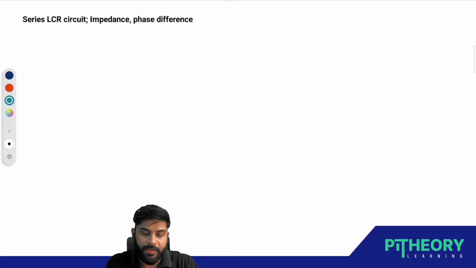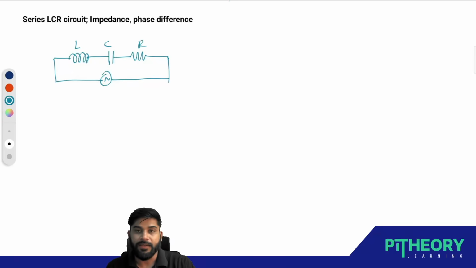Here we have an inductor L, a capacitor and a resistor, connected in series. This is connected across an AC source. This is L, C, and R. L is the self-inductance of the inductor, C is the capacitance of the capacitor, and R is the resistance of the resistor. They are connected in series to an AC source.